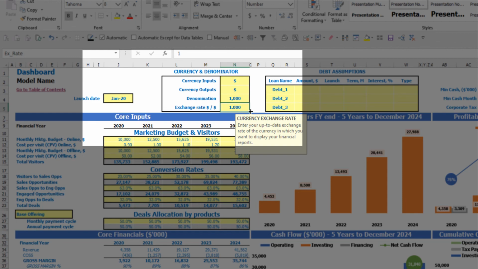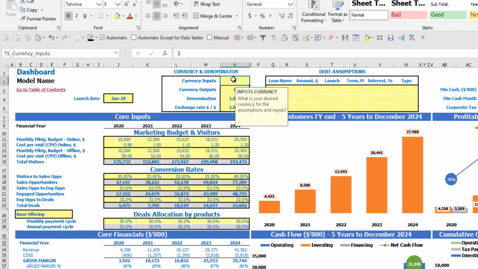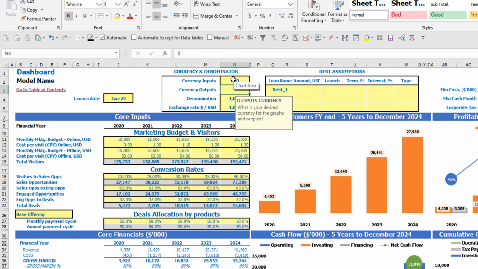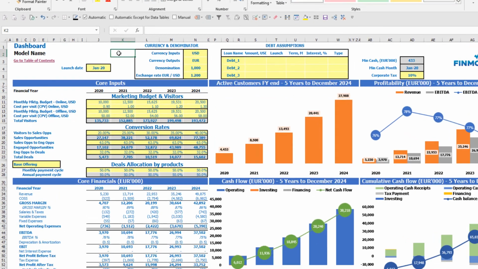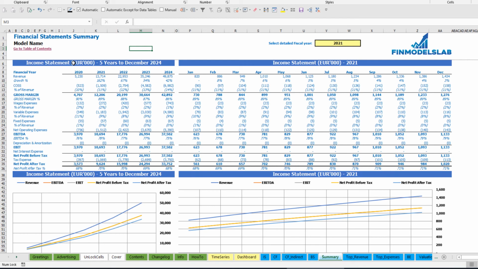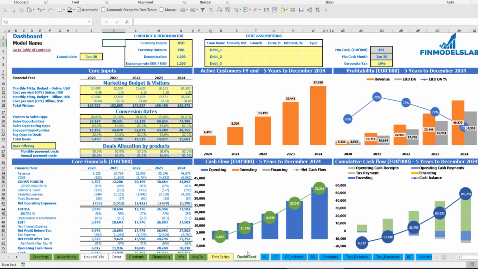But for example, if you need to input all inputs in United States dollars and see the outputs as a euro, you need to input some exchange rate, which can be, for example, 1.2. So the summary, for example, and all other reports, you will see all the reporting value in euros and all the chart in euros, as well as income statement, cash flow, balance sheet, and all the statements.